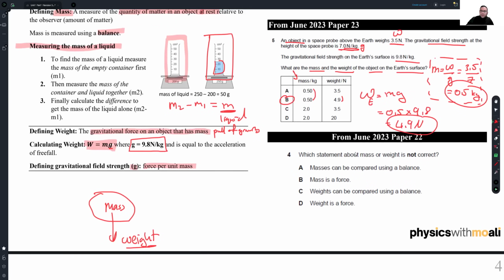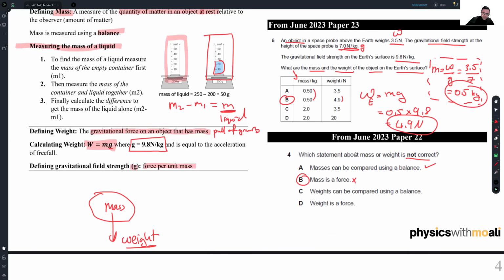Next. Which statement about mass or weight is not correct? Okay, let's read these. Masses can be compared using a balance. Like I can put them on a balance to compare. Yes. Mass is a force. No. That's your answer. But just in case, let's read the rest.